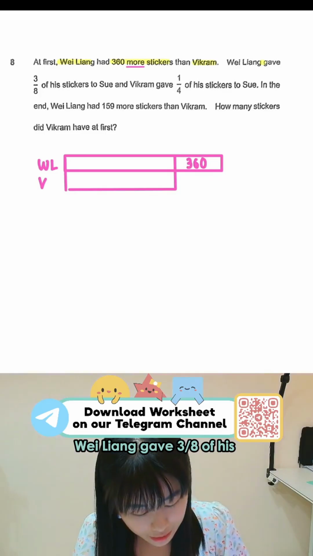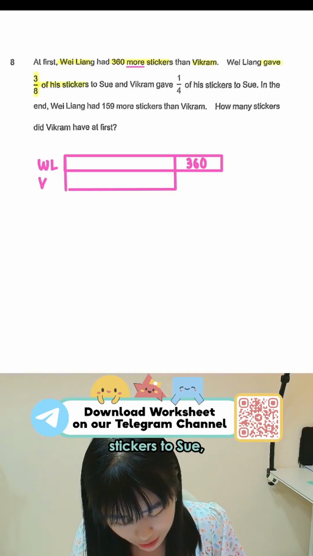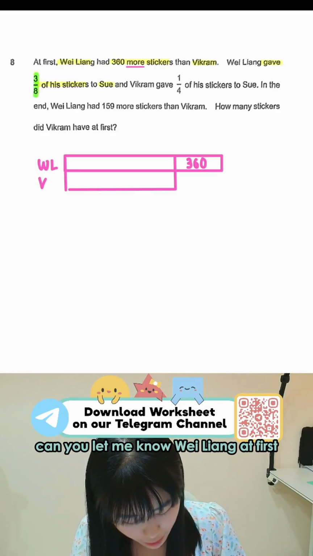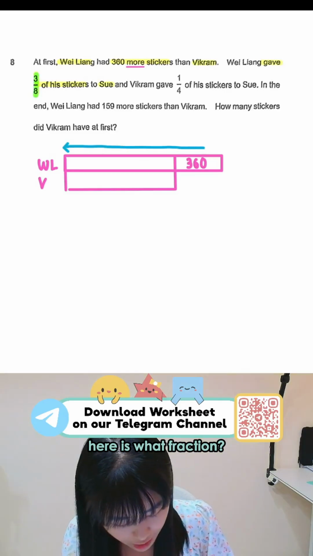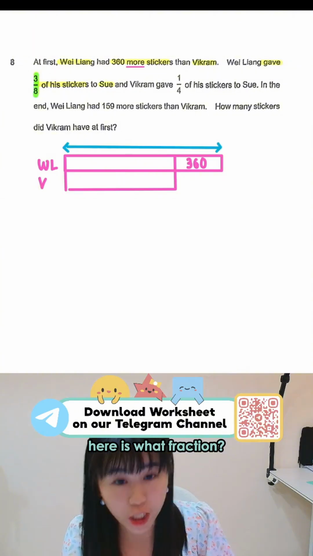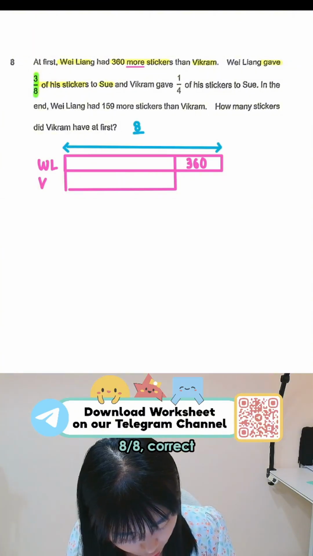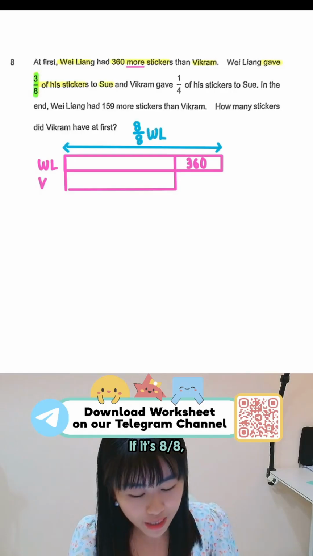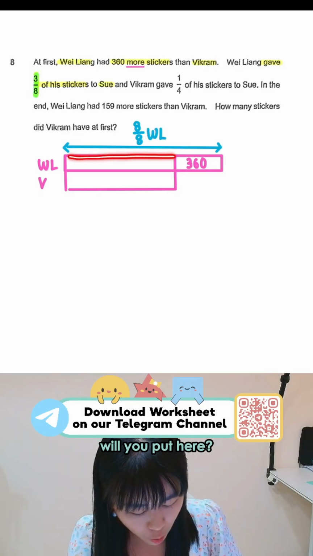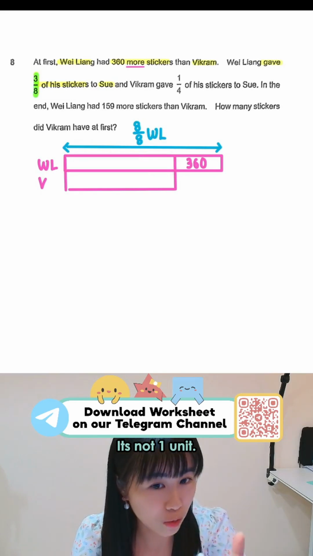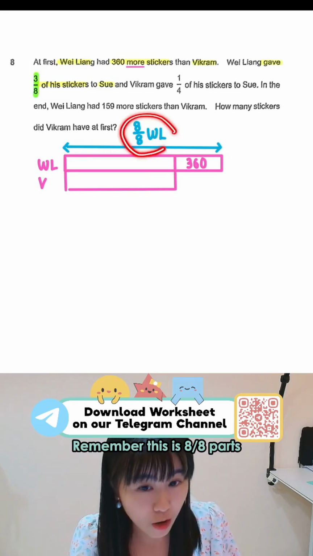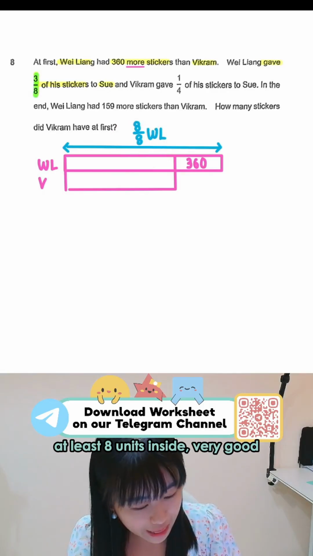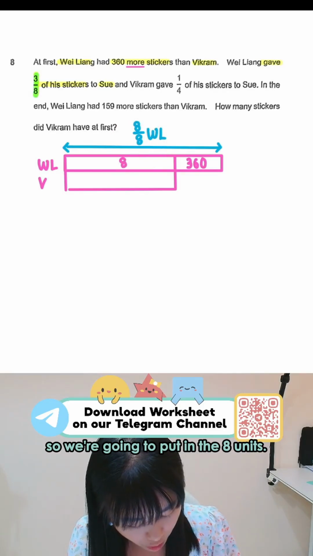Wei Liang gave 3/8 of his stickers to Sue. The fact that Wei Liang gave 3/8, everybody, can you let me know Wei Liang at first is what fraction? 8 out of 8. Correct? That's for Wei Liang. If this is 8 out of 8, tell me how many units will you put here? Not 1 unit. You remember this 8 out of 8 part, so you don't want it to be 1, because later you cannot divide 1 by 8. At least 8 units inside. Very good. So we're going to put in 8 units.